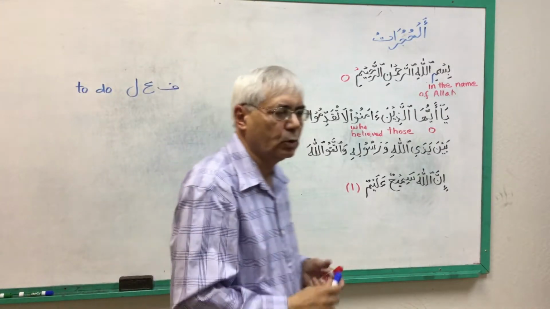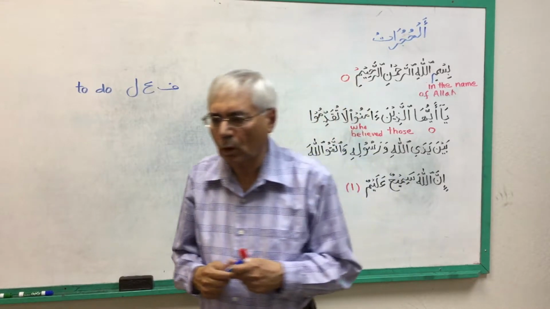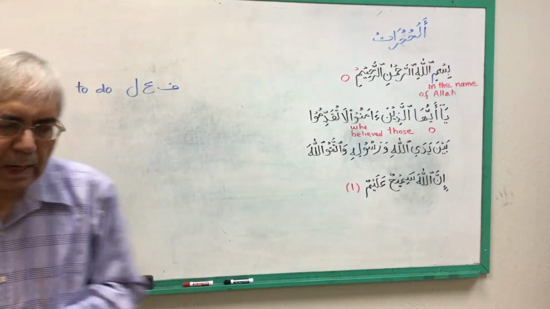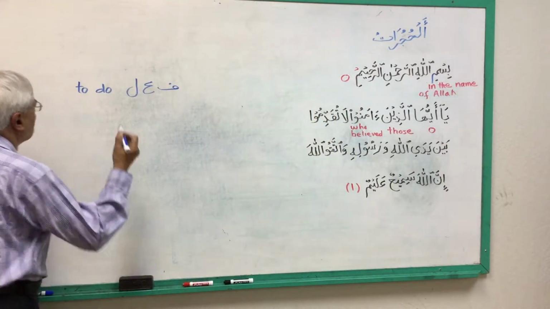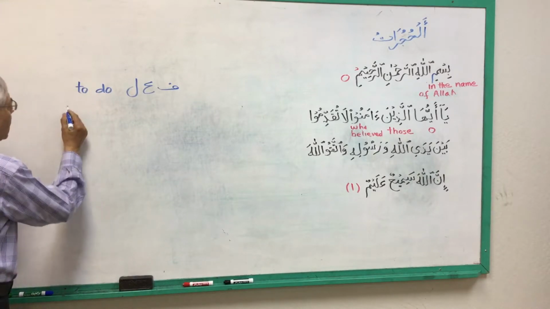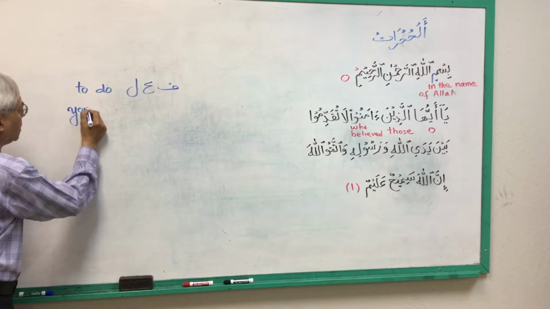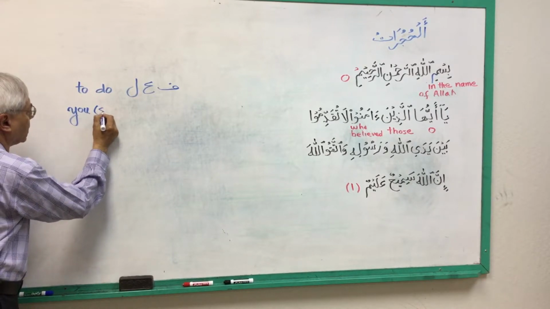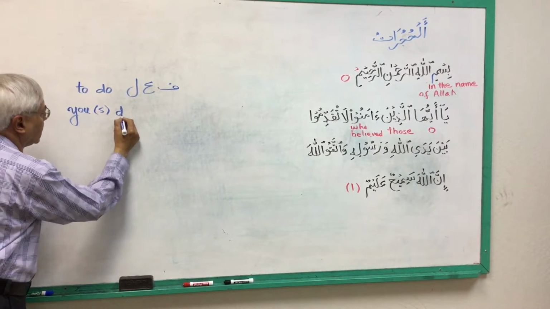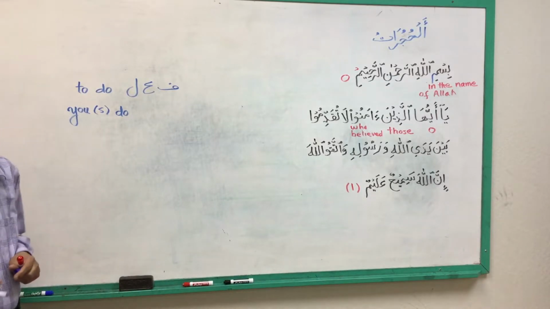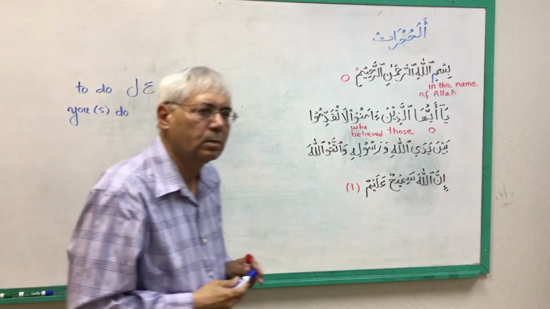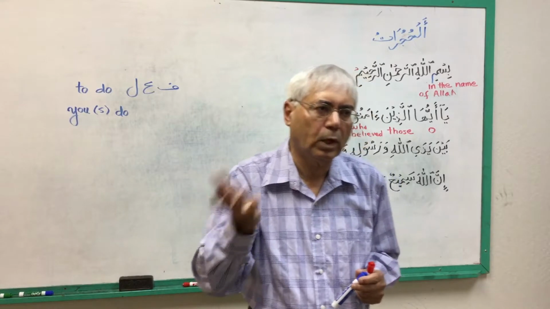Fa'ala means to do. Okay. Now I want to make the grammar or the word of you, second person, singular, and present tense. You do, or you are doing. Okay. You do or you are doing.